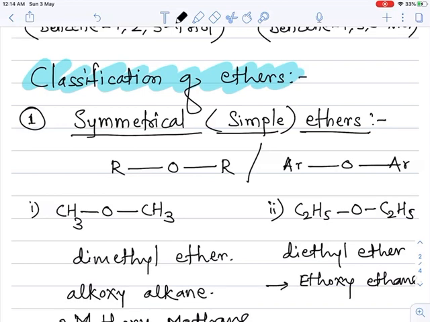If we take an example of a symmetrical ether, two methyl groups attached on the ether functional group, that is CH3OCH3. Its common name is dimethyl ether. The second example is C2H5OC2H5. Here also two same ethyl groups are attached on both sides of the ether functional group. So the second example of a symmetrical ether is diethyl ether.